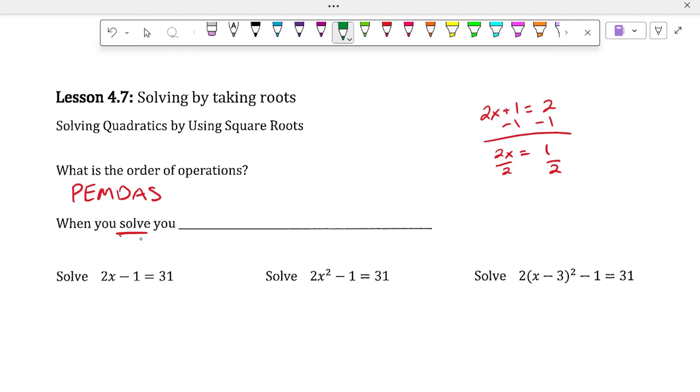So when we solve, we do order of operations backwards. So in other words, we're doing SADMEP, so PEMDAS backwards. So that's what it means to solve. Instead of doing PEMDAS, you're undoing the order of operations. All right, so that's the same thing that we're going to be doing here.